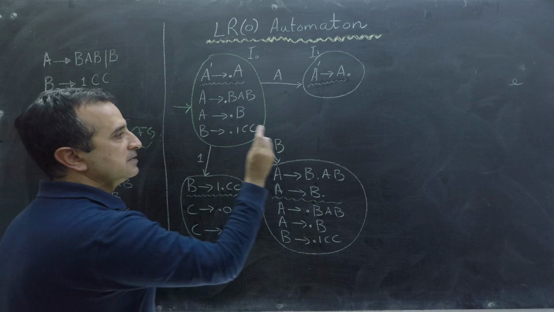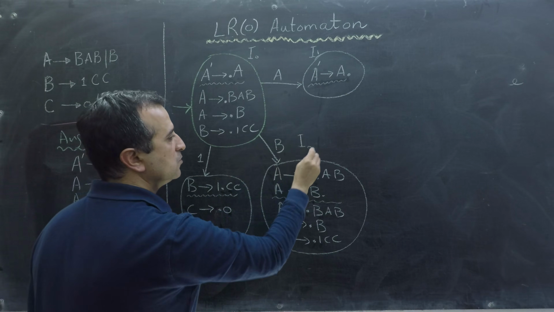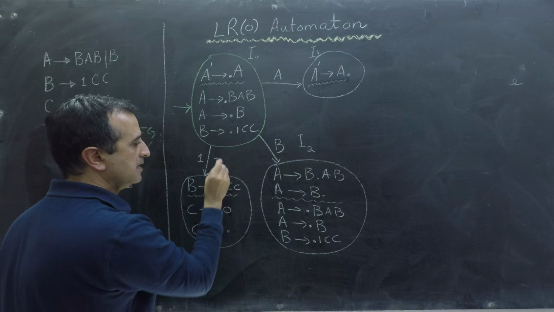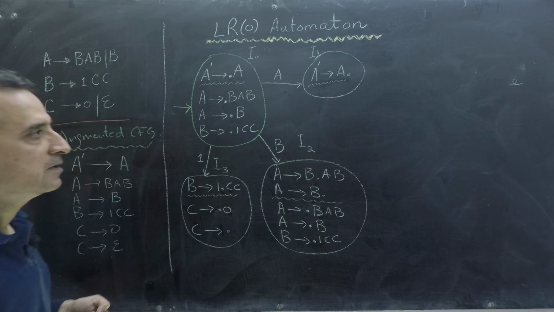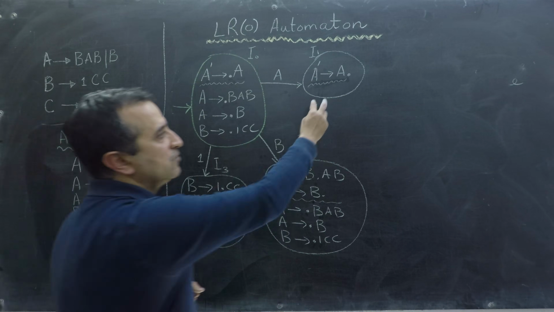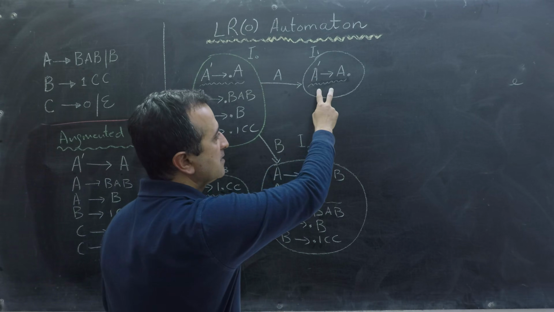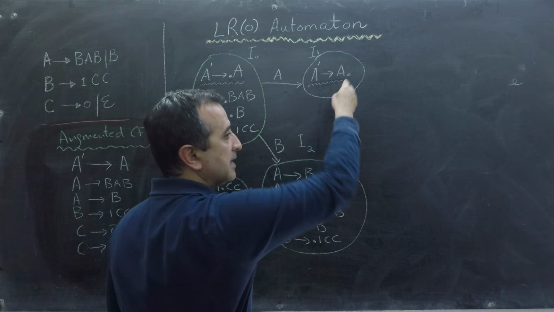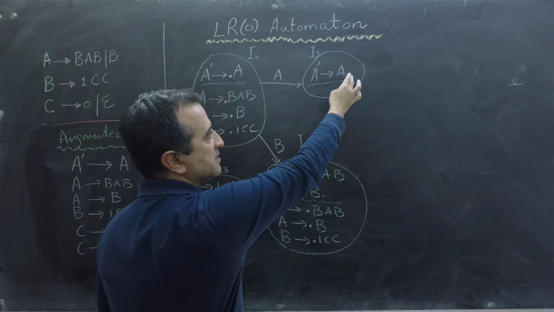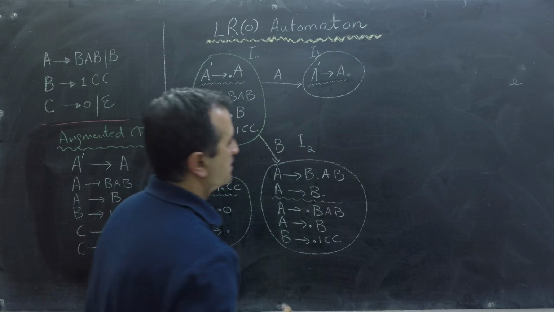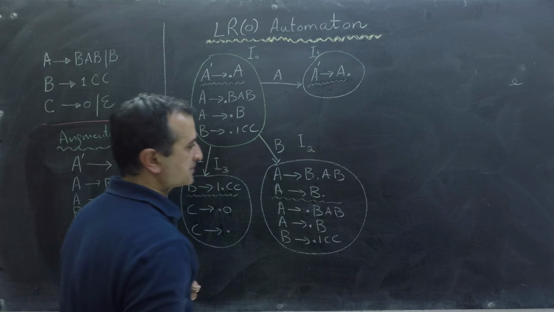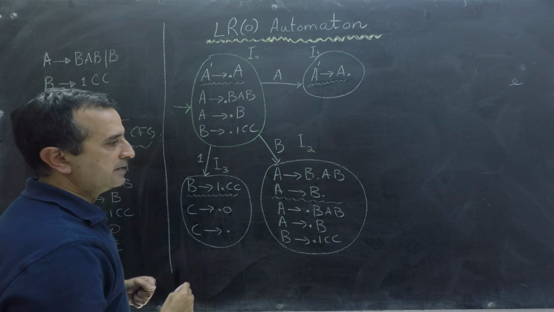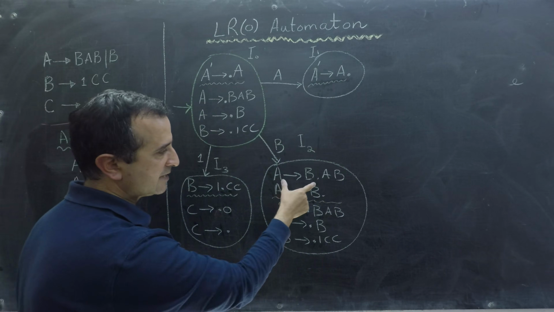Let's name this state as I2 and this state as I3. So we have to create transitions from this state, but as the dot is at the end, we can't create any more transitions here. So we'll leave this state as it is. Now let's create transitions from this state.